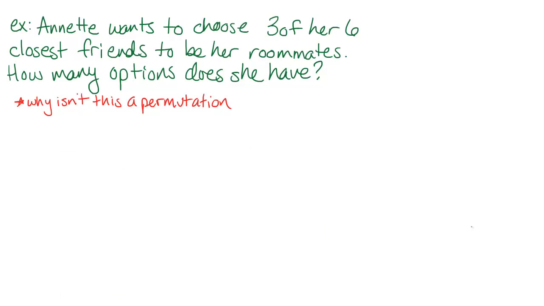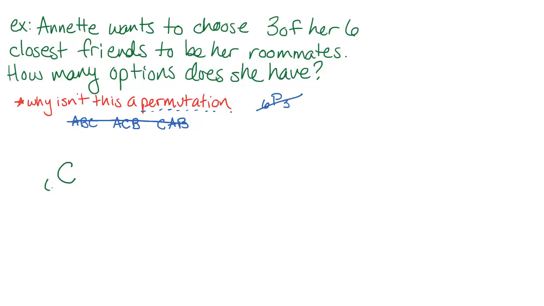So when might we want to use a combination? Here's an example. Annette wants to choose 3 of her 6 closest friends to be her roommates. How many options does she have? So we could set this up as a permutation, 6 permute 3, but this is not going to work here. The reason is that with a permutation, we're talking about ordering the 3 people she picks. So if she has 3 friends, say Alice, Betty, and Kathy, then we would have one possibility for Alice, Betty, and Kathy, another for Alice, Kathy, and Betty, another for Kathy, Alice, and Betty, etc. Now these are really all the same group of roommates, so since we don't really care what order she picks the roommates in, we don't want to count these as all separate possibilities. So this is the case where we would use a combination.